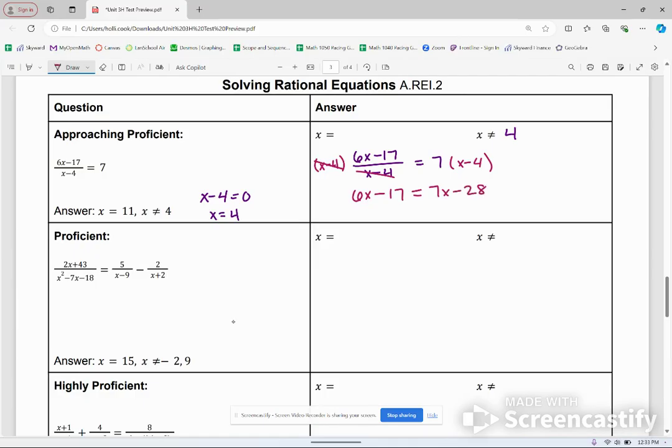Okay, then we just solve for x. So minus 6x, we have negative 17 equals 7 minus 6 is just 1x. And then we'll add our 28 over, which gives us 11. And that would be our answer.